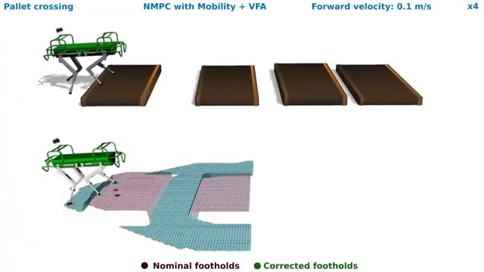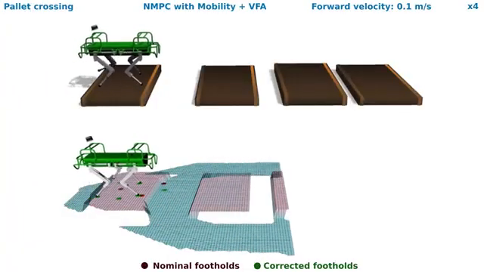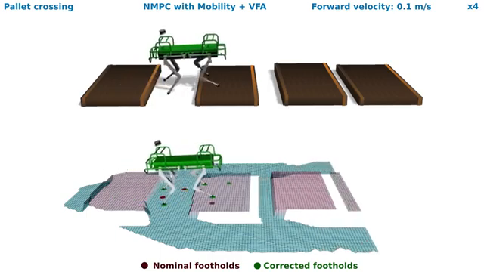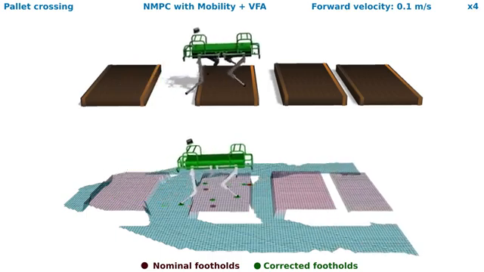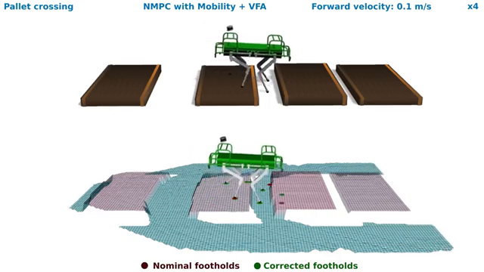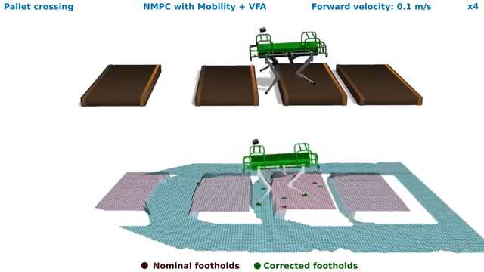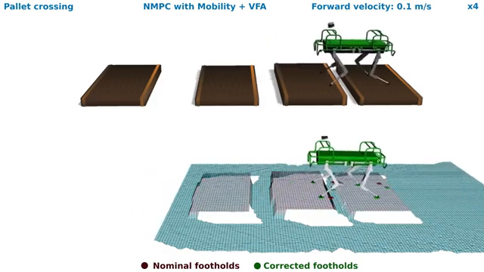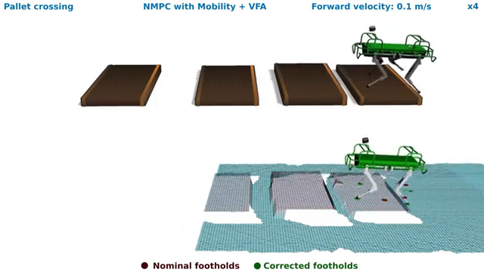We test our NMPC with mobility by crossing a set of pallets, each of 1 meter length with varying heights. Again, the robot pitches as required to maintain the leg mobility. The NMPC is helped by vision-based foothold adaptation, VFA, that provides foothold corrections to avoid collisions, narrow gaps, and footholds outside the workspace of the swinging leg.